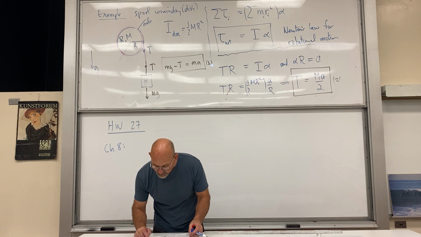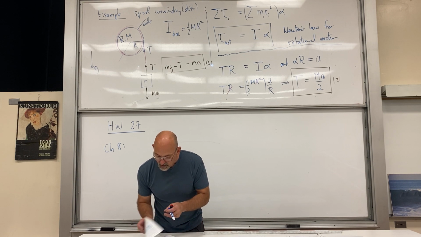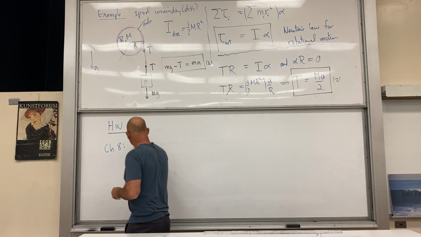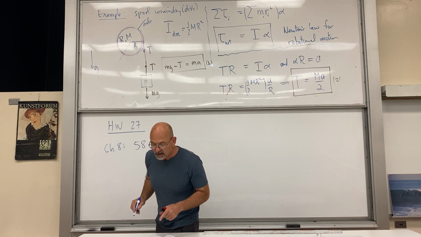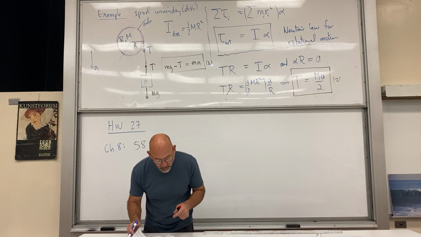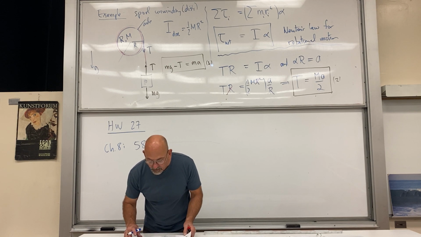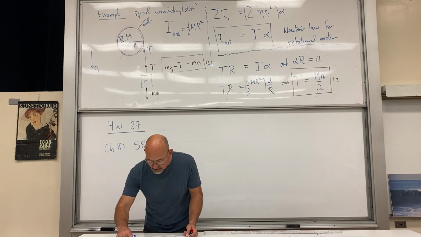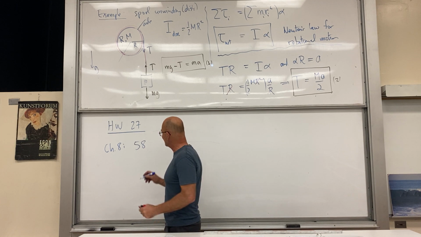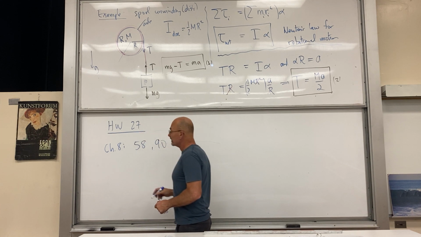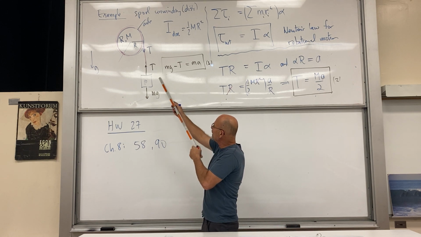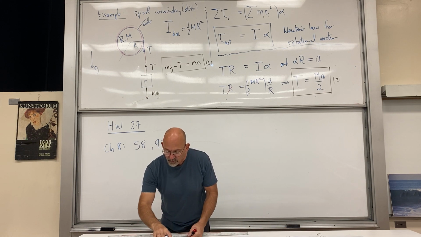So I'm going to write chapter 8 problems 58. It's a yo-yo problem. 58 and 90. I'll say something about each one. So 58 is this problem right here, but they're asking us to do it in terms of energy.